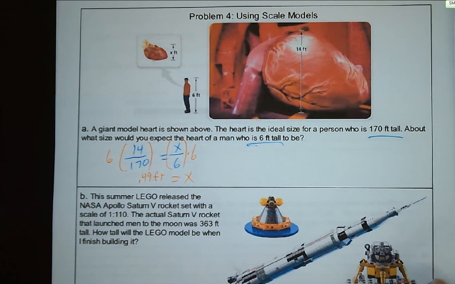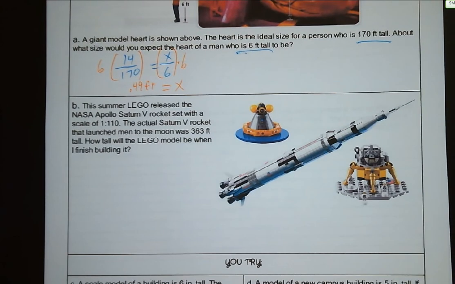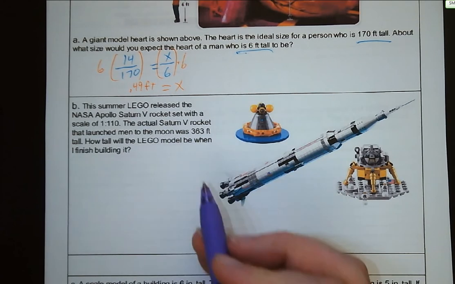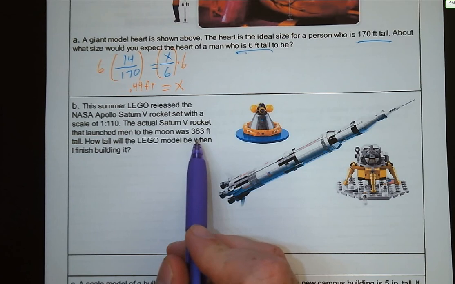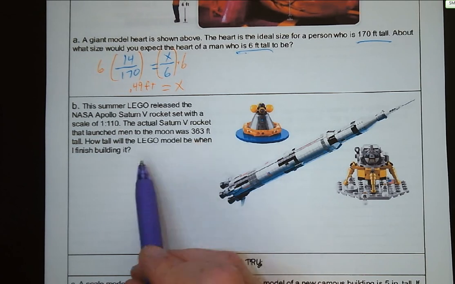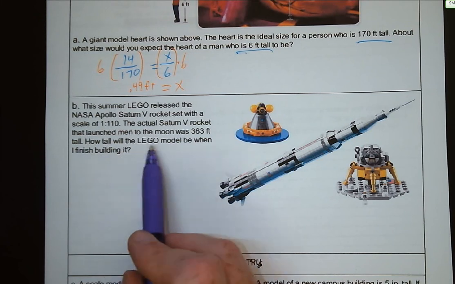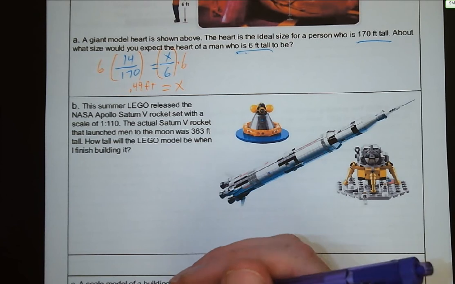Okay. Letter B. This summer, LEGO released the NASA Apollo Saturn V rocket set with a scale of 1 to 110. The actual Saturn V rocket that launched men to the moon in 1969, 1970, 71, 72, and 73 was 363 feet tall. We want to know, how tall will the Lego model be when I finish building it? I haven't even started yet.